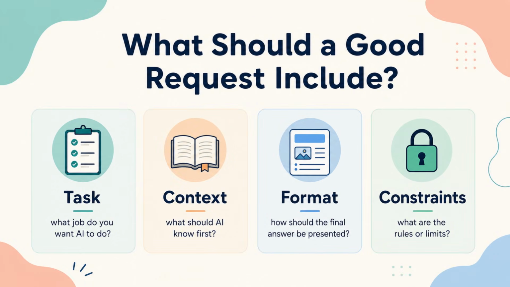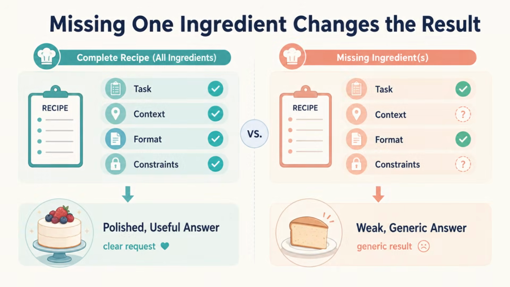Task, context, format, constraints. Task means what job do you want AI to do? Context means what should AI know before it starts? Format means how should the final answer look? Constraints mean what are the rules, limits, or things to avoid? Think of it like cooking. If one important ingredient is missing, the final result may not come out the way you wanted. AI requests work the same way.